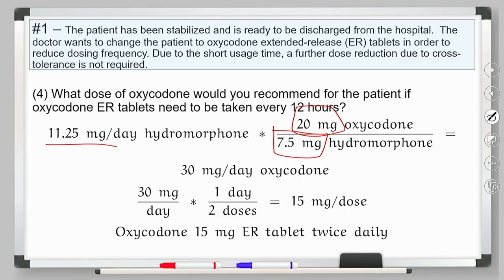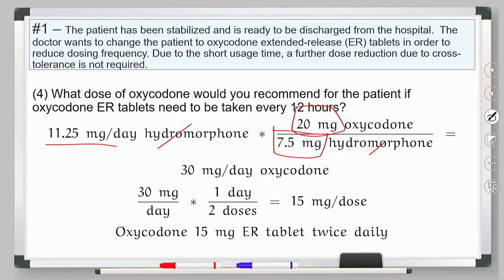This is where we're starting with, so I'm going to multiply my 11.25 times 20, and divide it by 7.5, so the milligrams of hydromorphone cancel, and I get milligrams of oxycodone. When I do that, I get 30 milligrams of oxycodone. So far, so good. Did you guys get 30, I hope? Hopefully you set that proportion up or use those numbers.